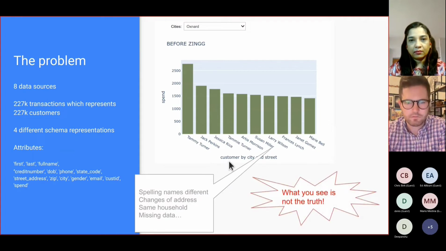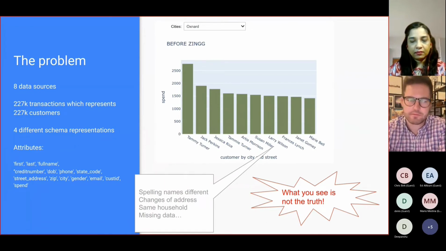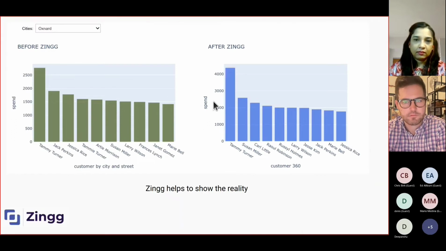And basically here, what you're going to see is that we have a Susan Miller here, and there's a spelling mistake in her name, or different names or nicknames. She might have changed her address. There are some people who live in the same household. Well, actually here, what you're looking at is the true data, but what you see is not the truth, because the customer 360 is not applied here. It's just raw data. And if we apply Zingg on top of this data, this is what is happening.